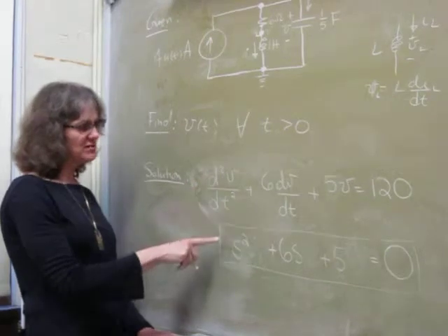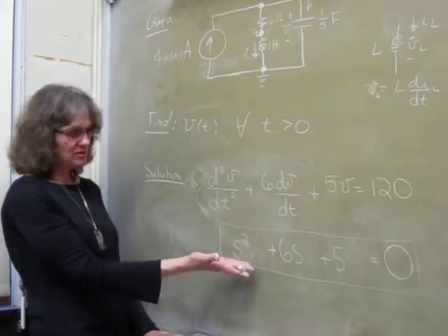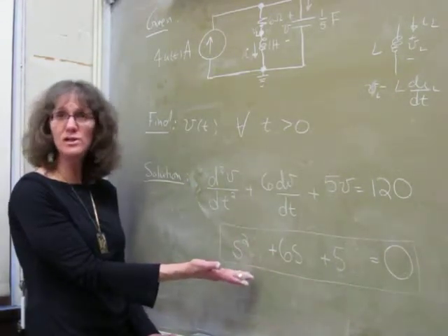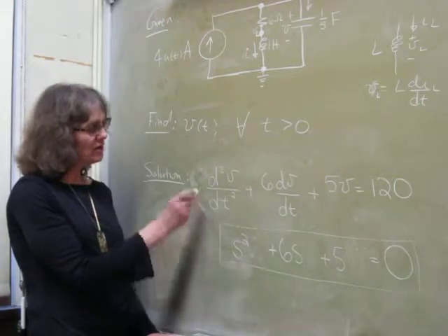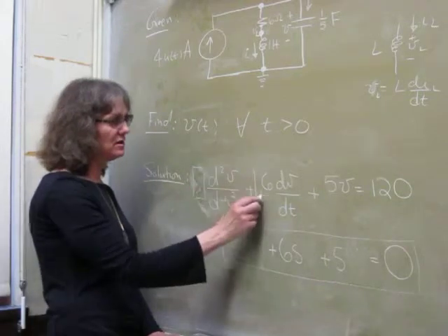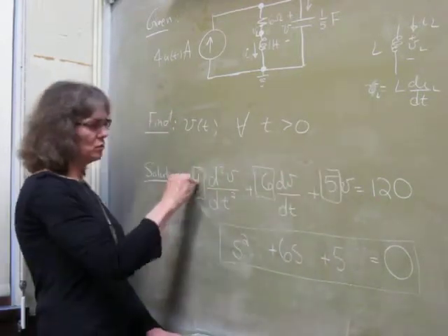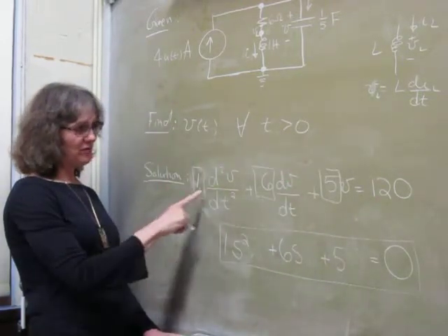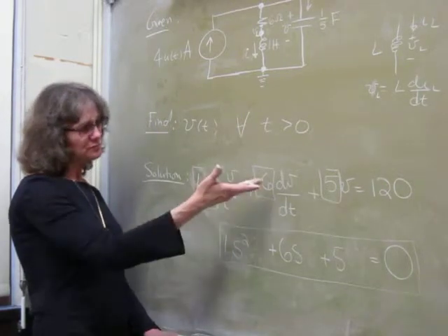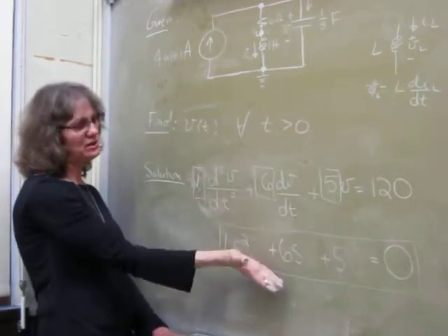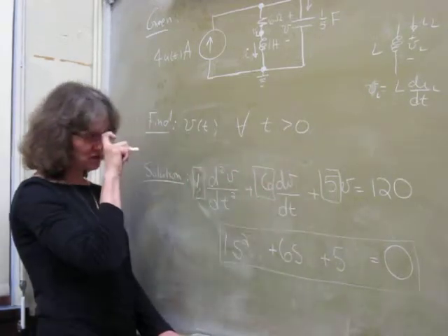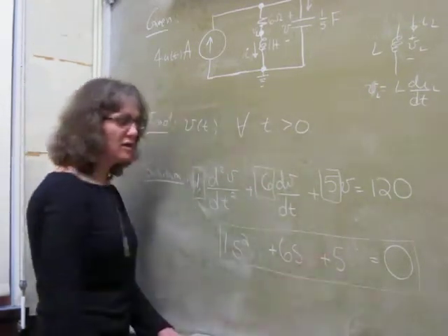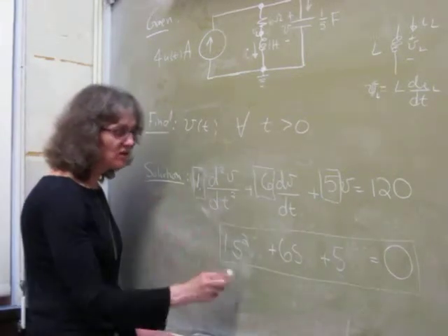And really, it's very easy to get. It's just a quadratic equation in S, in the unknown S. The coefficients are the same coefficients as from the differential equation. So really, you could just jump from here to here very quickly. You just take the coefficients of the differential equation, and you set up a quadratic.